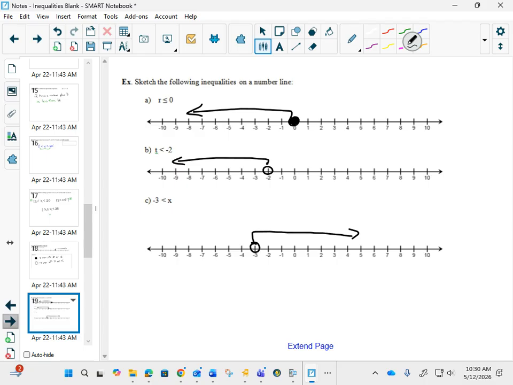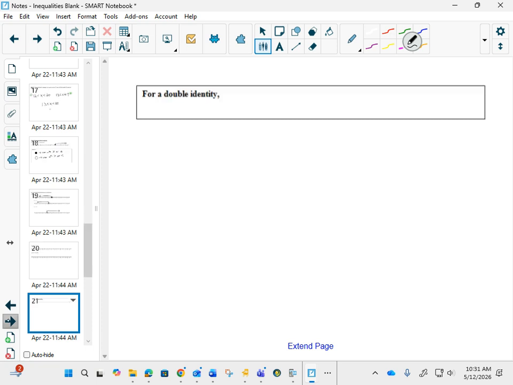Now for the double inequalities. Okay? These ones are the double inequalities. We have a box at the bottom for the double inequalities. Right? You're either going to draw an open circle or a closed circle. And it's not identity, change this word to inequality, please. So at the box at the bottom.